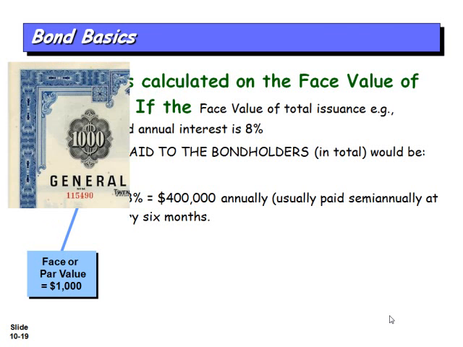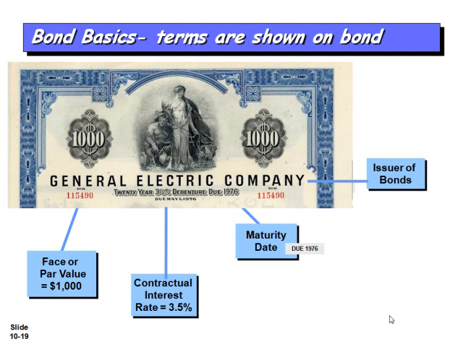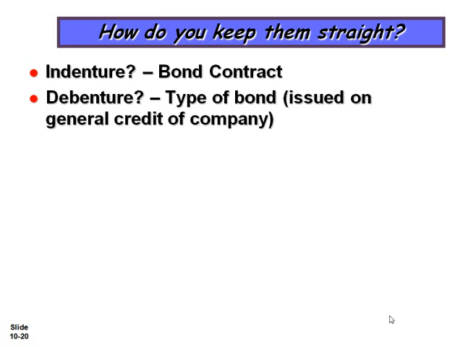Lots of money. So here's a look at a bond, General Electric Company, and you can see that same company that we looked at before. You can see the issuer, the General Electric Company, the maturity date, the contractual interest rate, and then the face value of the bond is $1,000. So how do you keep them straight? We got two terms that look very, very similar. Indenture is the bond contract. Debenture is the type of bond.